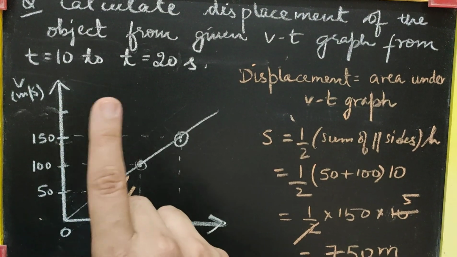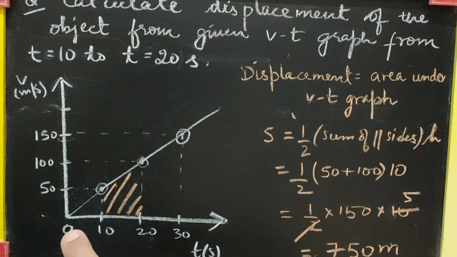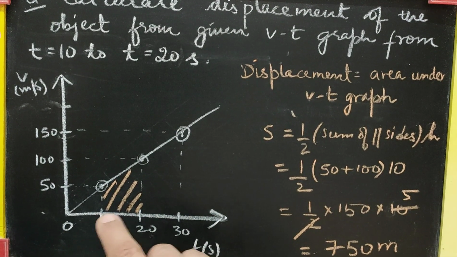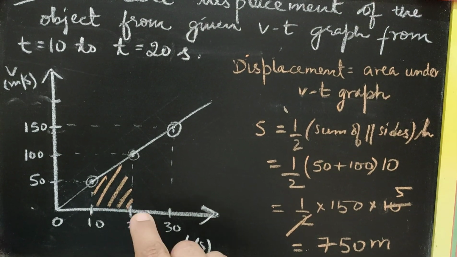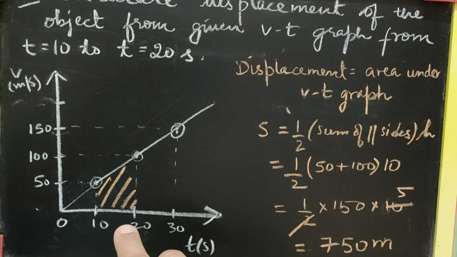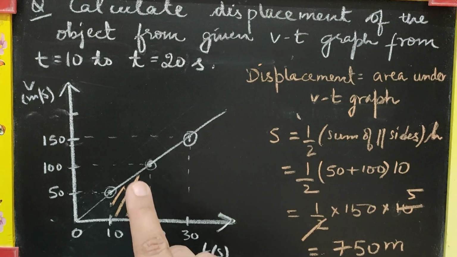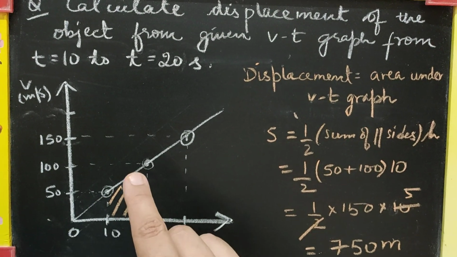If the question would have asked you the complete displacement from t0 to 30, you would have calculated this complete area under the graph. If a particular interval is asked, you will restrict your calculation within that interval. You will have to judge which particular geometrical figure is being intercepted.